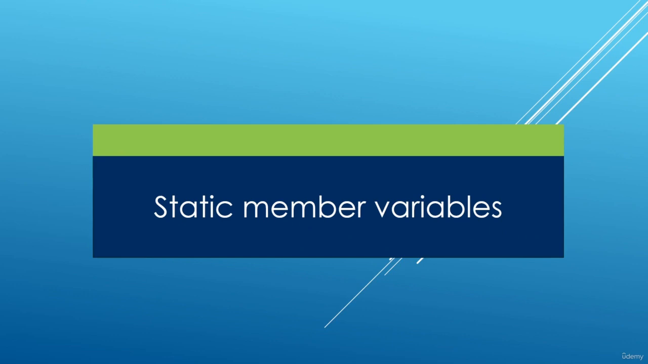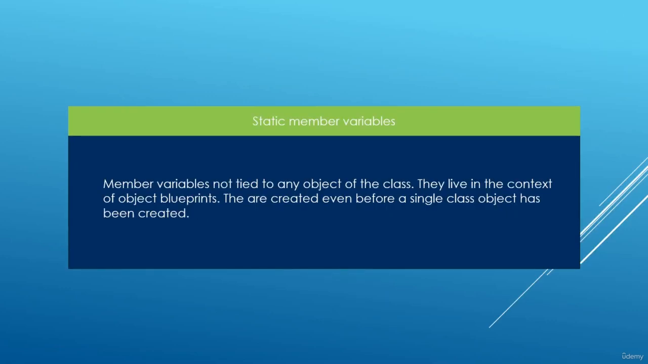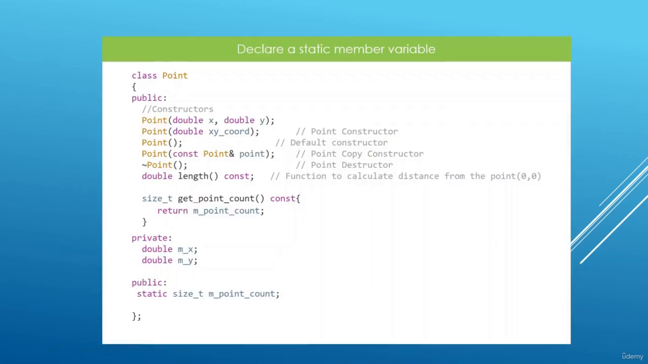In this lecture, we're going to see how we can set up static member variables in our C++ program. We have seen that static member variables are variables that are not really attached to any class object. They are attached or tied to the class blueprint itself. And we have seen that they are really useful in that, for example, they can allow you to keep track of how many objects for your class are created. Let's see how we can create them.